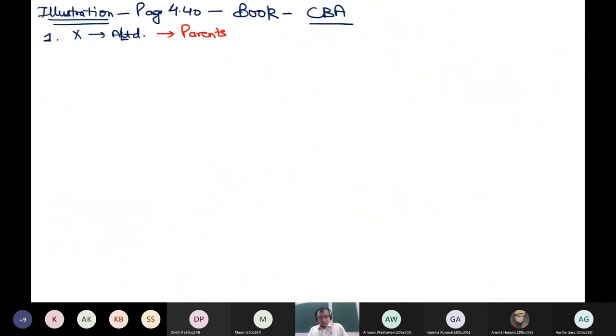So in my example illustration given on page 4.40, X is an employee of A Limited. Parents are provided, not children. Do remember parents. Now, are parents members or not? Yes, there is no problem. Parents are covered under member of household. But these are not children. Now, provided free education, where? In an institution, not in any other place, in an institution.